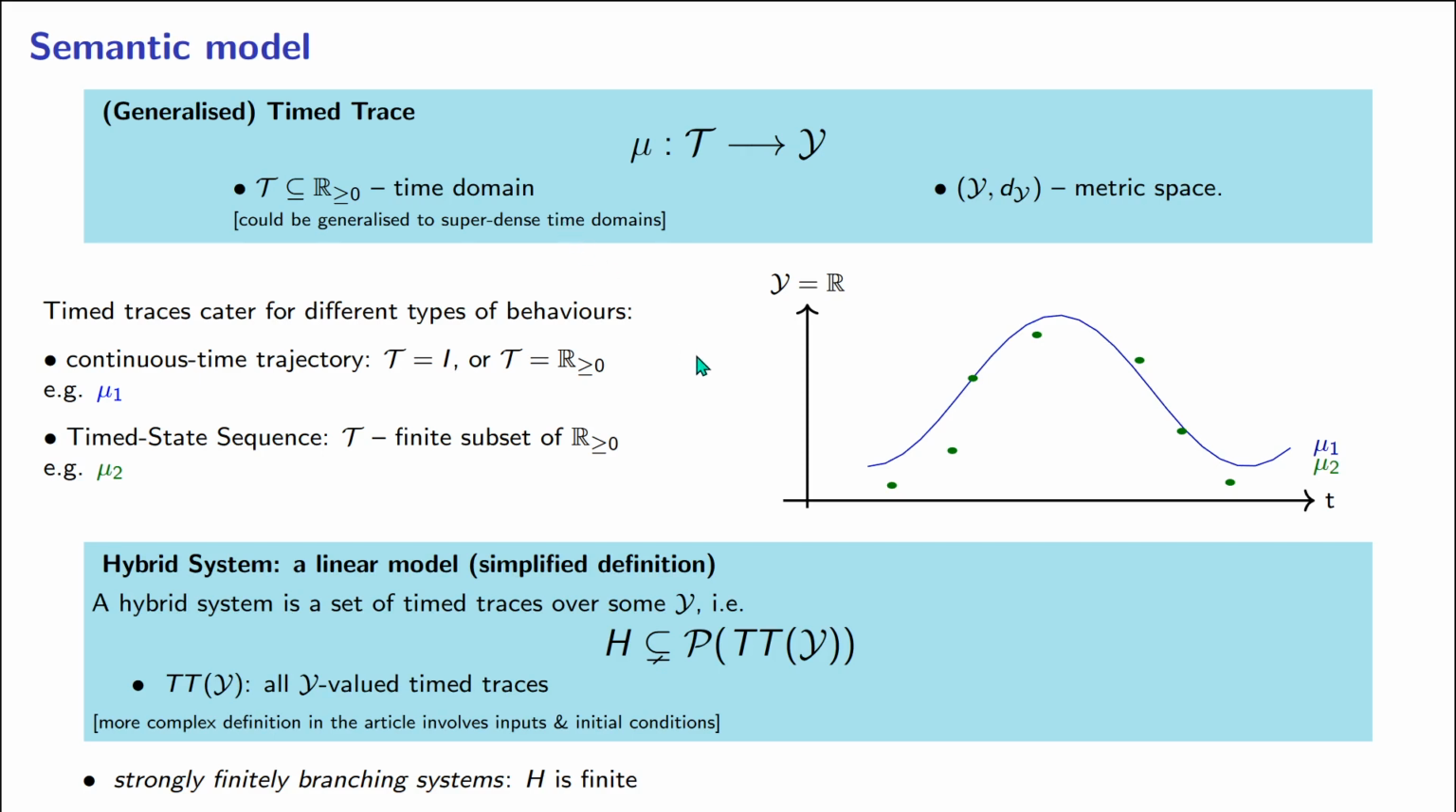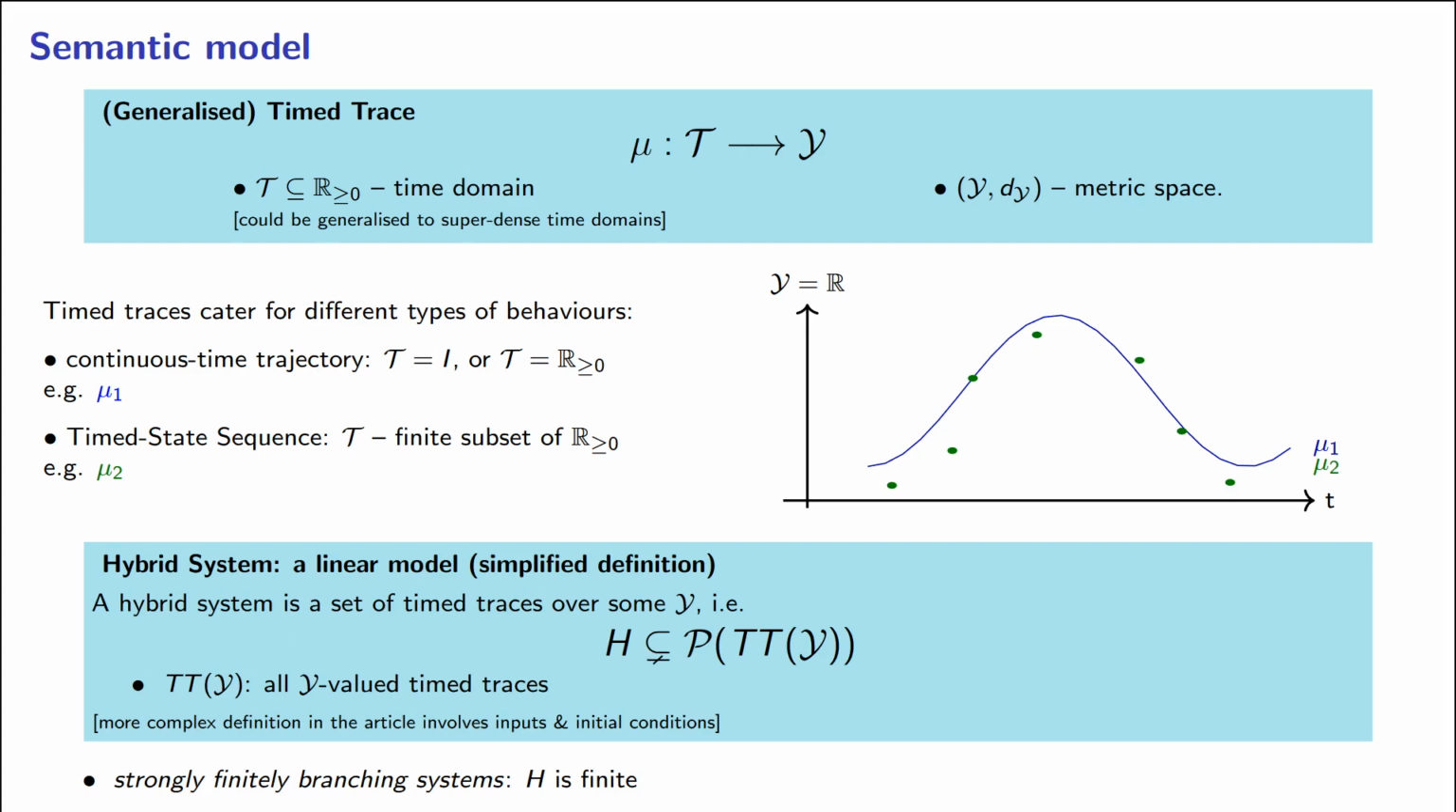Now, more concrete behaviors like flows or discrete timed sequences can be formally defined as subclasses of timed traces, basically restricting time domains. Our notion of system in the article is very straightforward, and here I even use a simpler definition, which captures the essence of our theory, where the system is simply a set of timed traces. It's a simpler linear view of hybrid systems.